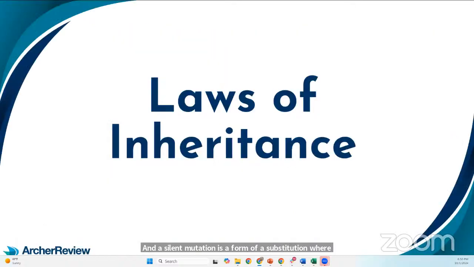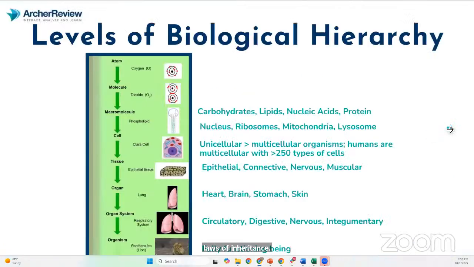Oh, you guys are hanging in. I'm so impressed. We are moving on to our final segment of the night. This is all genetics, the laws of inheritance. I'm so impressed.